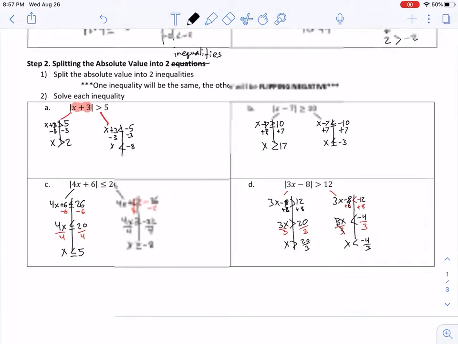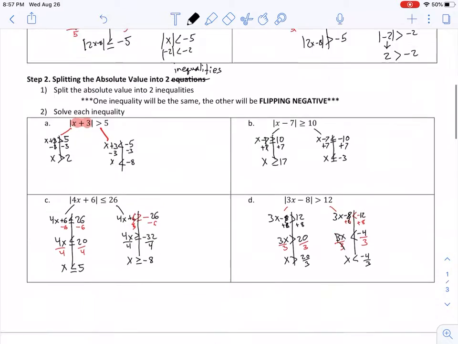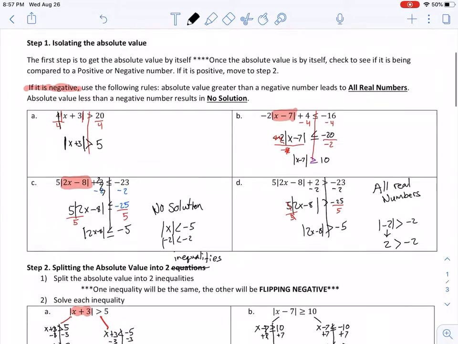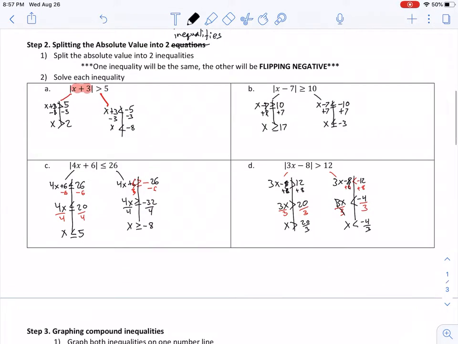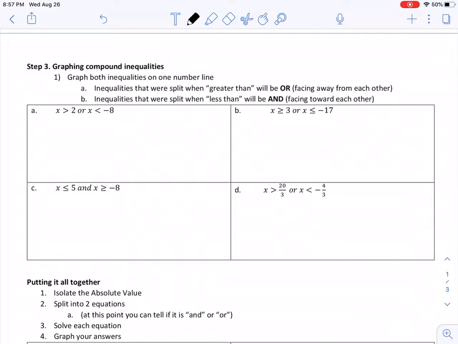Okay, so again, we isolate the absolute value by moving anything that's on the outside of it. Then we split the absolute value into 2 inequalities and solve. The third step is then we're going to graph our solutions on a number line. So we're graphing both of these on one number line.